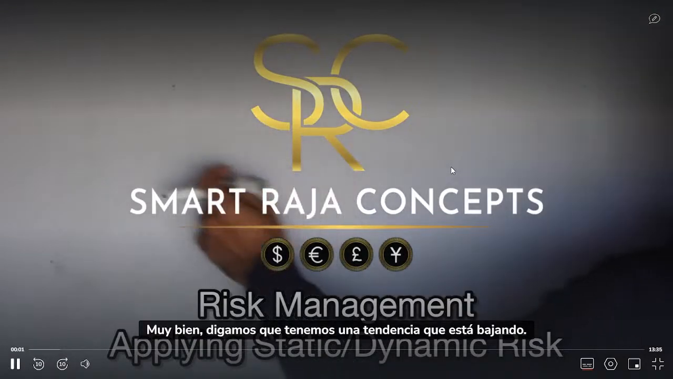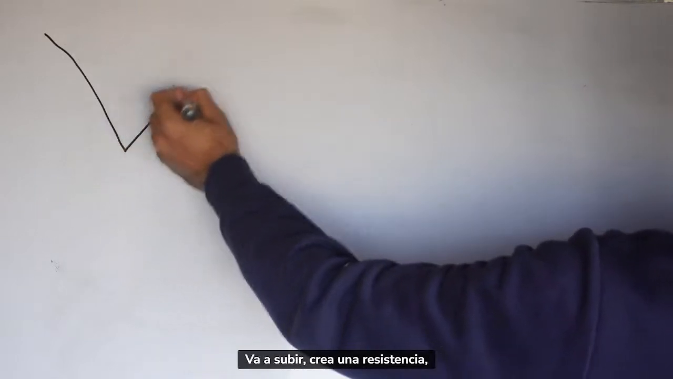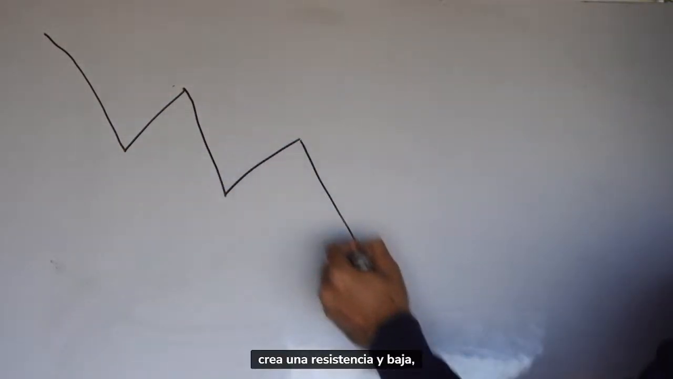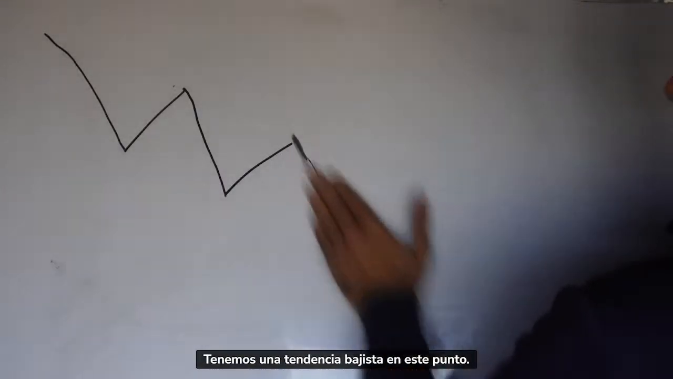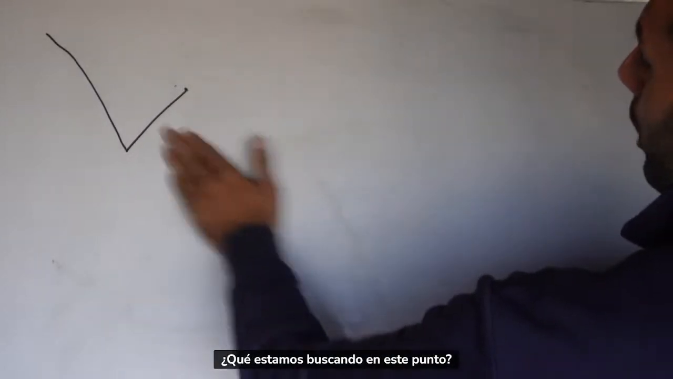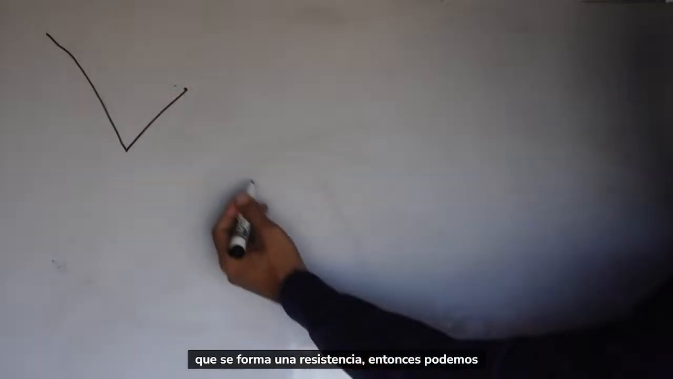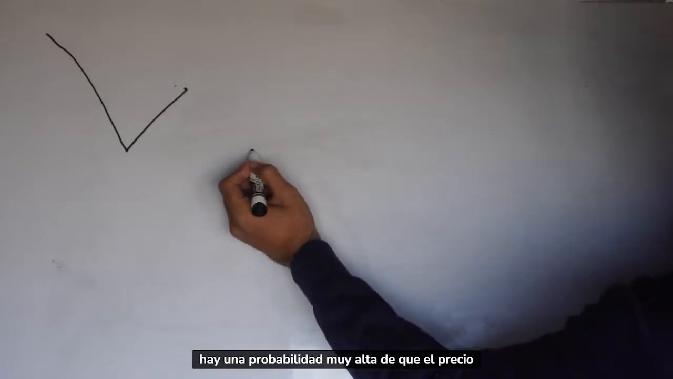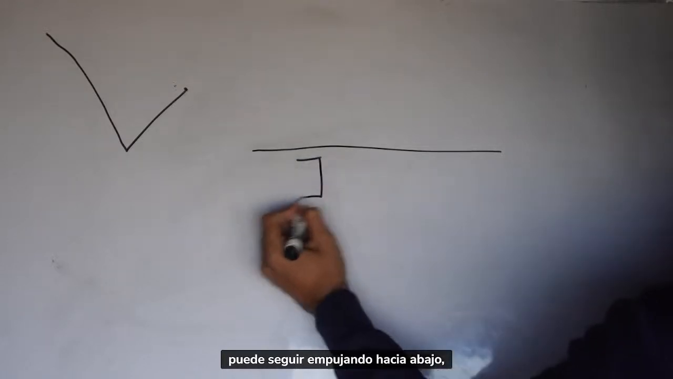All right. Let's say we have a trend that's coming down. We're going to come up, create resistance, come down. We're going to come up, create resistance, and come down, right? So we have a trend that's moving down. So we have a bearish trend at this point. Whenever we have a bearish trend, what are we looking for? We're looking for resistances to form, because once we see a resistance forming, we can identify that there's a very high probability that price can continue pushing down, right?